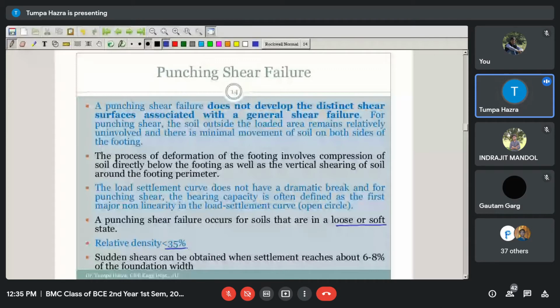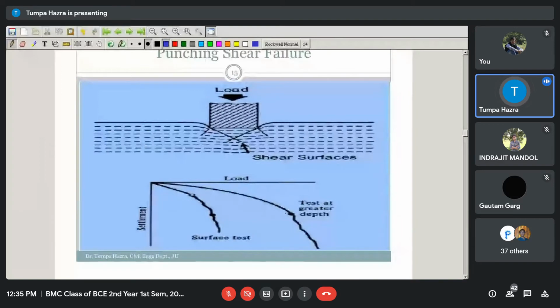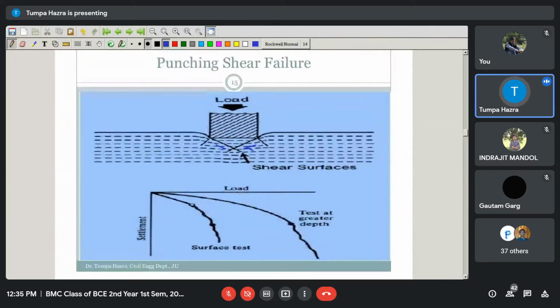Here you will not find any sign of the bulginess at the ground surface. It will immediately collapse. Here you can see, without going to the ultimate bearing capacity, it will immediately collapse due to the shearing failure. This type of failure is known as punching shear failure.